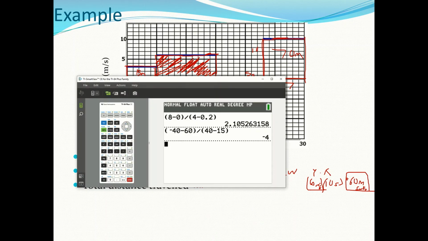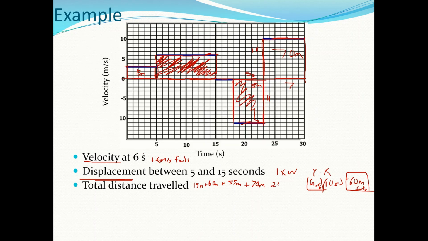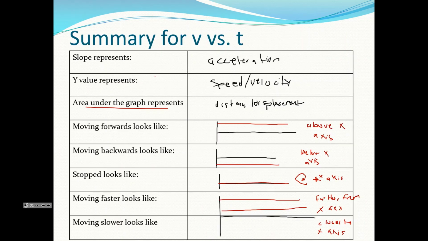So when I type that into my calculator here, I just go 15 plus 60 plus 55 plus 70, and I get 200 meters. Okay, the direction doesn't matter, so 200 meters is my answer. My total displacement, well, now I need to include positives and negatives. And how do we find positives and negatives? How do we find forwards and backwards? Well, let's take a look here.